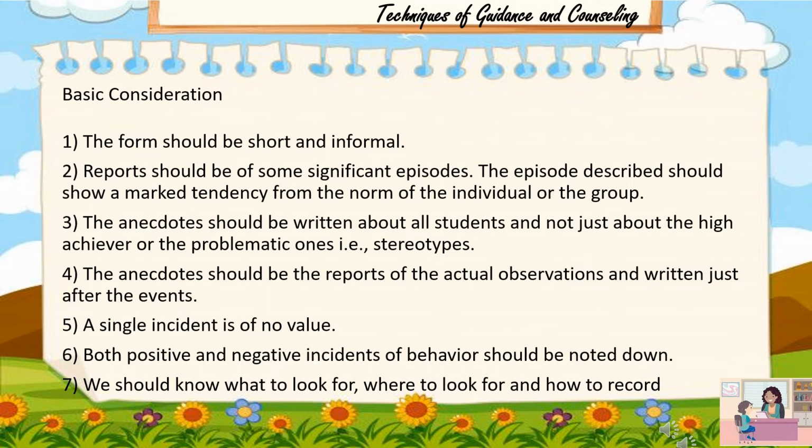Number four, the anecdote should be the reports of the actual observations and written just after the event. So dito sulat mo agad yung observation mo. And number five, a single incident is of no value. Number six, both positive and negative incidents of behavior should be noted down. So, pwede mo naman isulat yung mga negative and positive na behavior niya. Number seven, we should know what to look for, where to look for, and how are we going to record it.